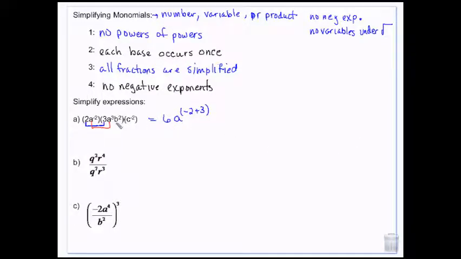And then I've got a B. There's nothing like it, so I'm just going to write it down. And I've got a C. There's nothing like that, so I'm just going to write it down. So I have 6A, because negative 2 plus 3 is 1. B squared C to the negative 2. But I can't have any negative exponents, so I have to throw that down in the denominator. And now it's simplified.